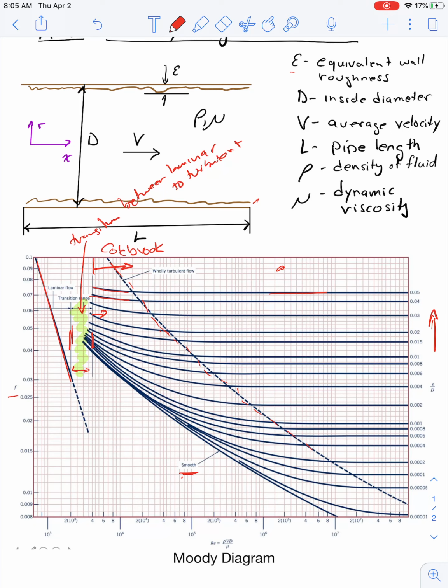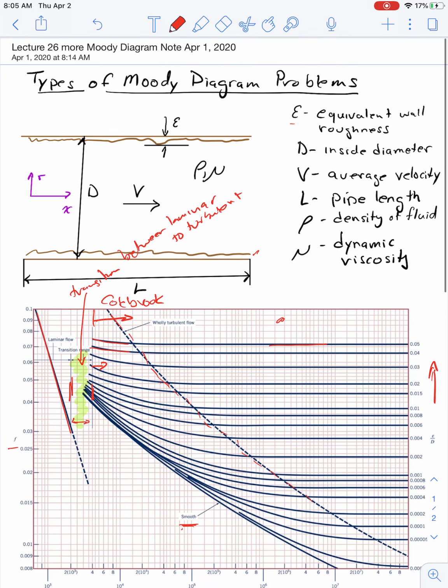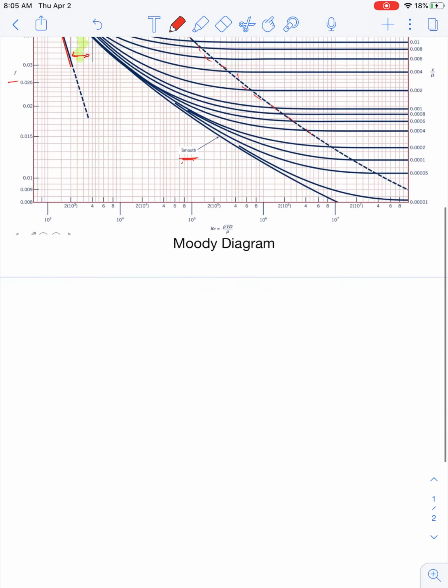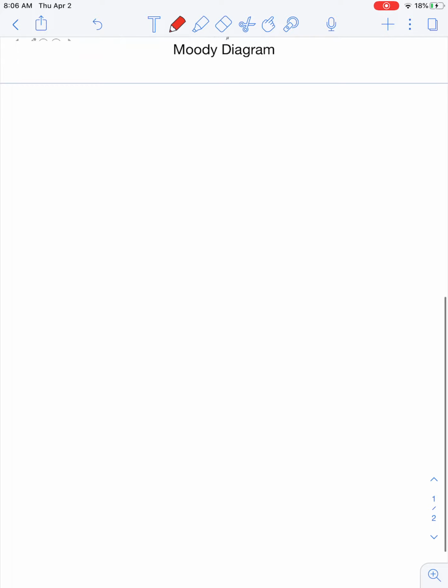In fact, this diagram, these lines are produced from that Colebrook equation. All right, so given that bit of a review and reminder, I would like to talk about some of the different types of Moody diagram problems that we have. And so let's go through them one at a time.